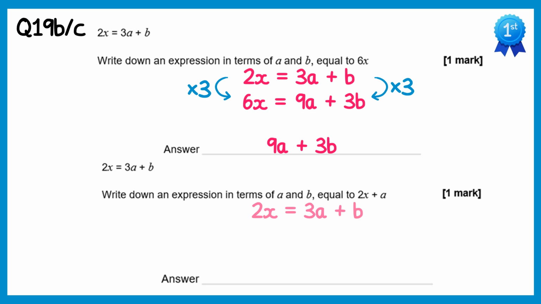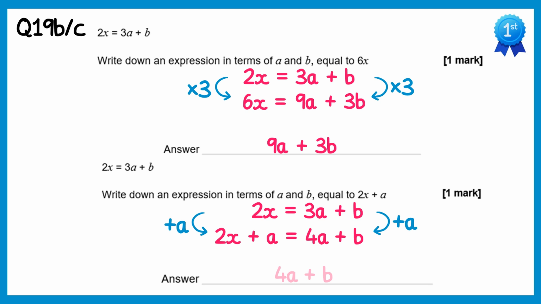For the next part, we're also going to start with 2x equals 3a plus b, but this time we want 2x plus a. To get from 2x to 2x plus a, you just add a. So we're going to add a to 3a plus b. 3a plus b add a is 4a plus b. So the answer is 4a plus b.